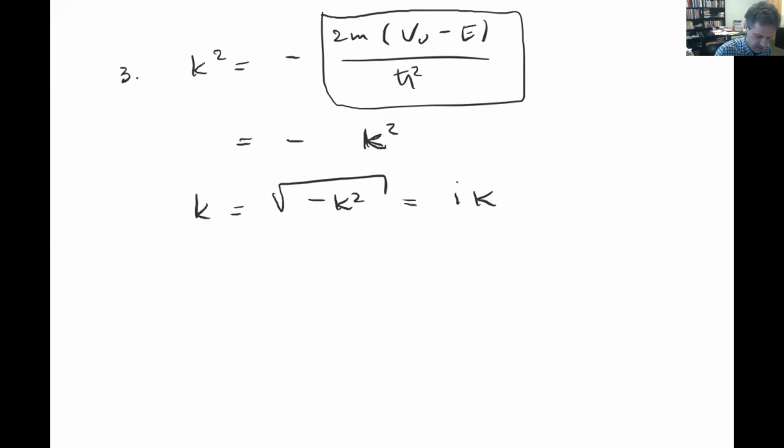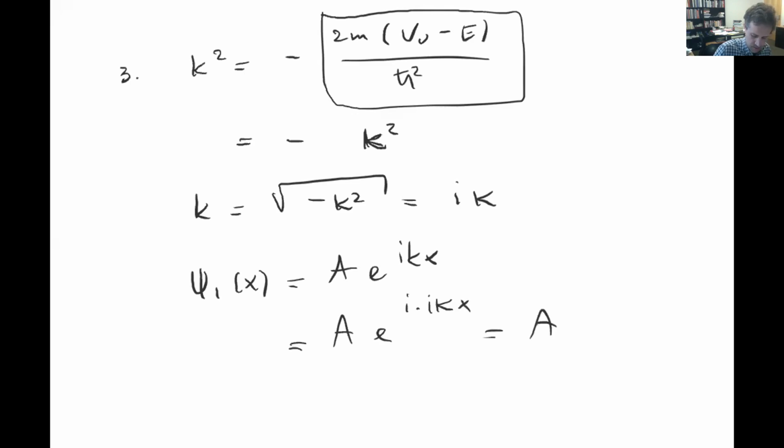So what does that mean? That means if I'm writing my function, let's say psi1 is a particle moving to the right, which had the form of this. But if k is equal to i kappa, then my wave function will look like e to the i times i kappa x, which equals e to the minus kappa x.